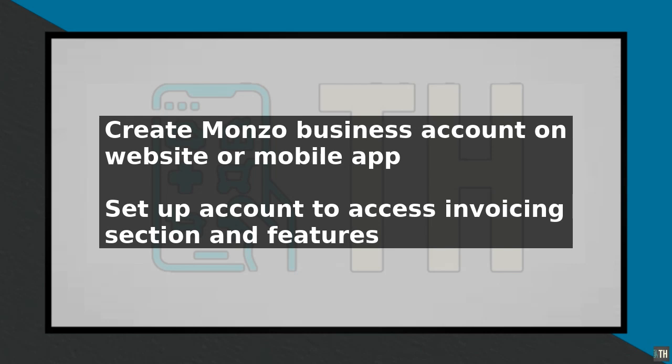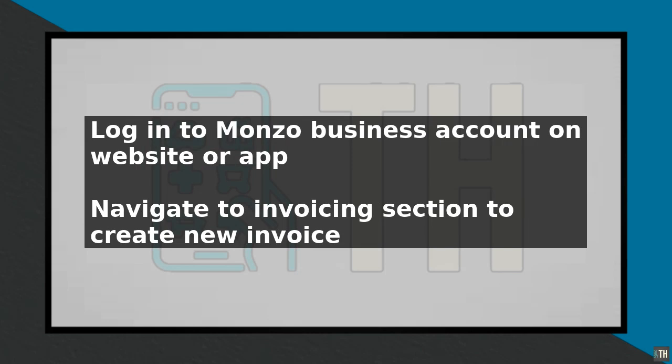Next, fill in the invoice details, including the invoice number, date, and payment terms. You will also need to add the customer's information, such as their name, email address, and billing address. Make sure to include all the necessary details, as this will help you keep track of your invoices and get paid on time.